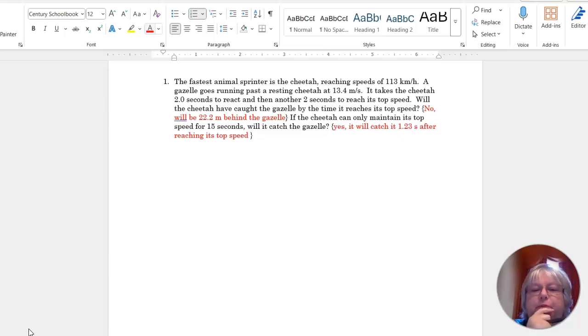The fastest animal sprinter is the cheetah, reaching speeds of 113 kilometers per hour. Before I go any further, I want to convert that into meters per second, because I don't want to work in kilometers per hour. So I've already done that for us, and that gives me 31.4 meters per second.